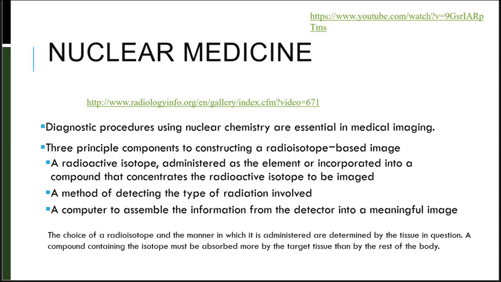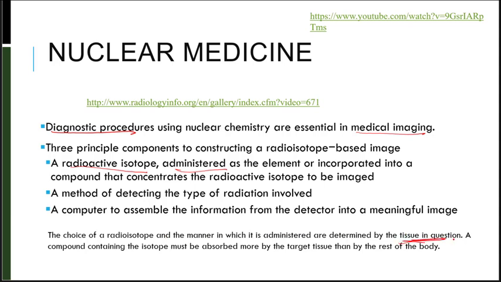Looking at nuclear medicine, the diagnostic procedures using nuclear chemistry are essential in medical imaging. There are 3 principal components to construct a radioisotope-based image. A radioactive isotope is administered as the element or incorporated into a compound that concentrates the radioactive isotope to be imaged, a method of detecting the type of radiation involved, and a computer to assemble the information from the detector to a meaningful image.